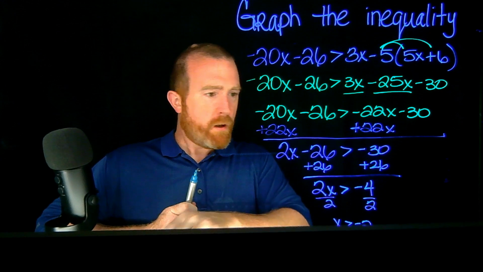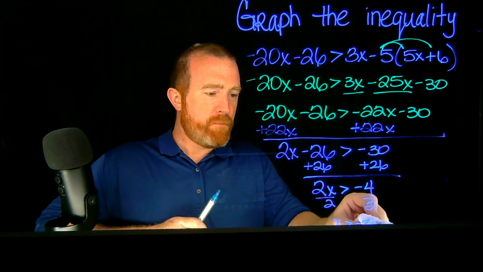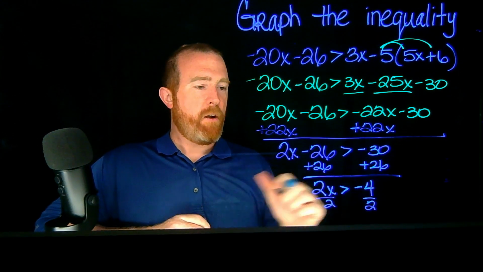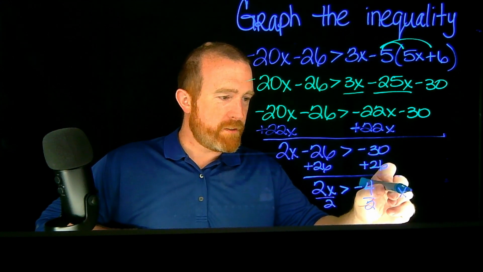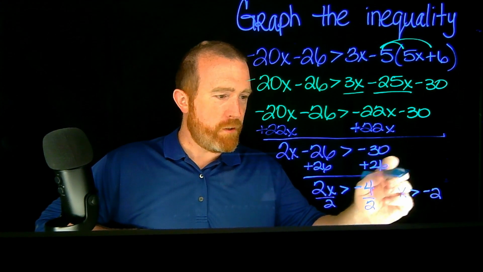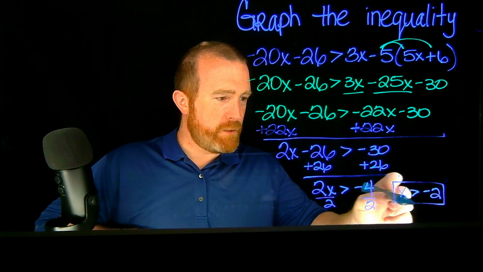Now, can you see that? I don't think you can. Oh no. All right, let's write that over here. X is greater than negative 2. There we go. We'll put a box around that so we don't lose it.